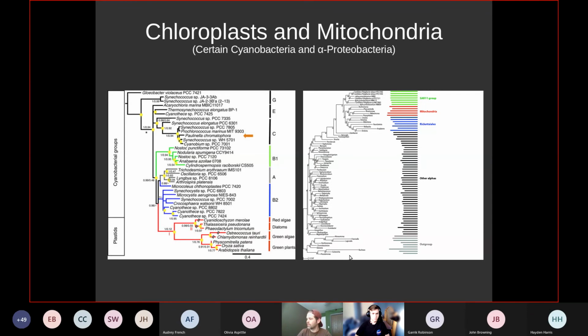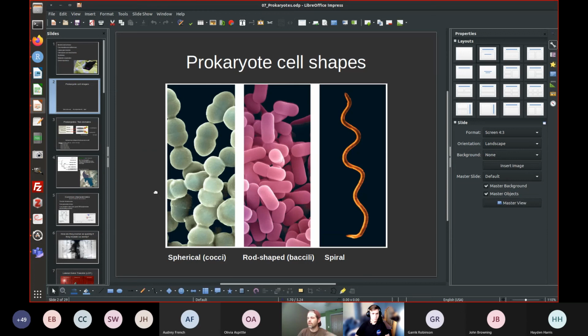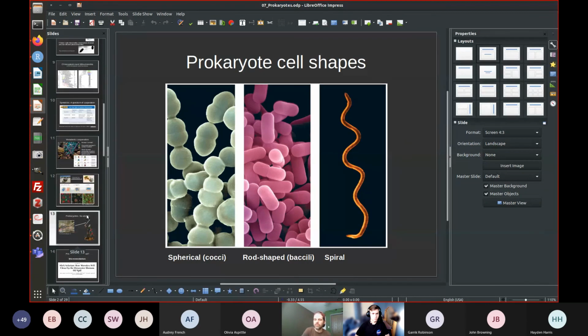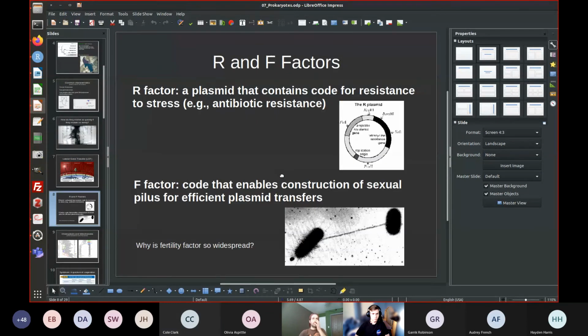Any questions about our material so far? None? Can you briefly go over again why it's beneficial for the fertility factor to be widespread? Yeah. So what it comes down to is that if you've got the fertility factor sitting on a plasmid somewhere in your cell, you can transcribe that and then translate it into proteins. Those proteins make this pilus, this conjugation tube.